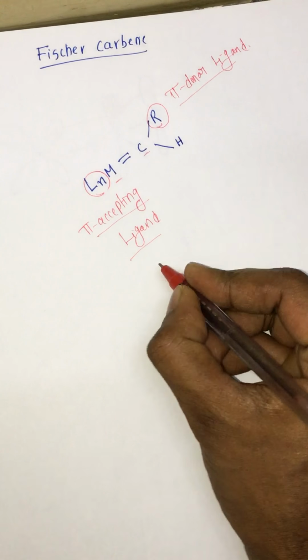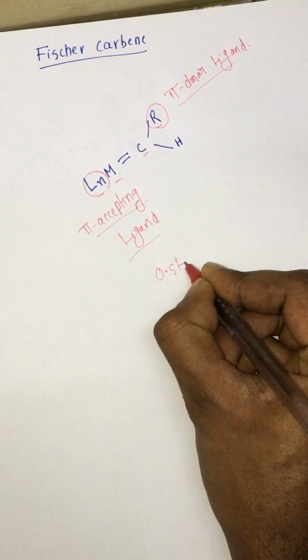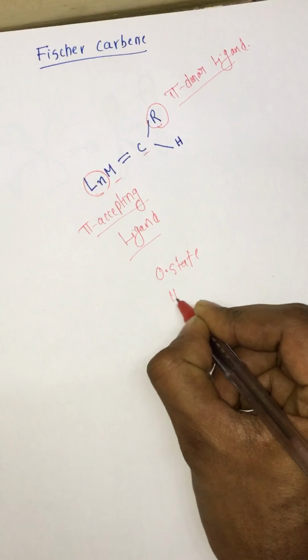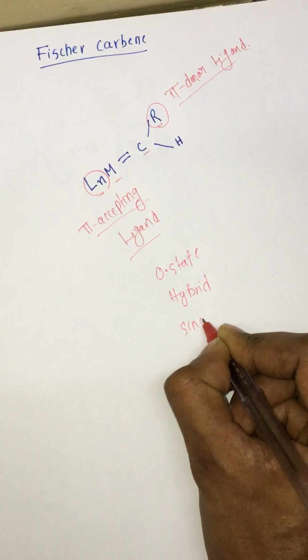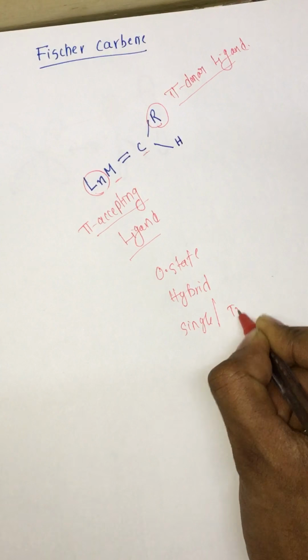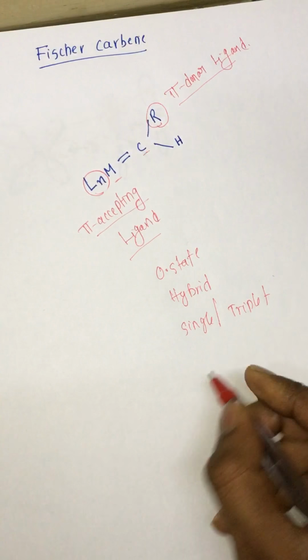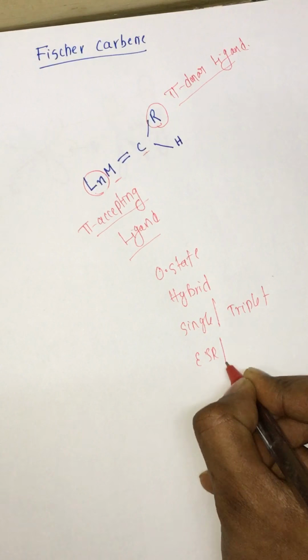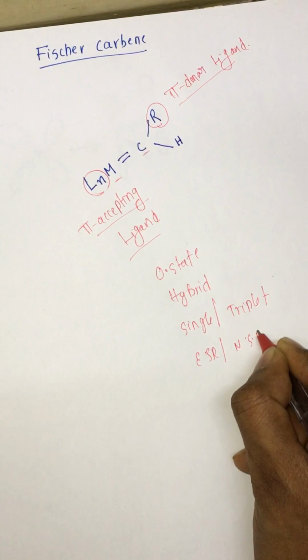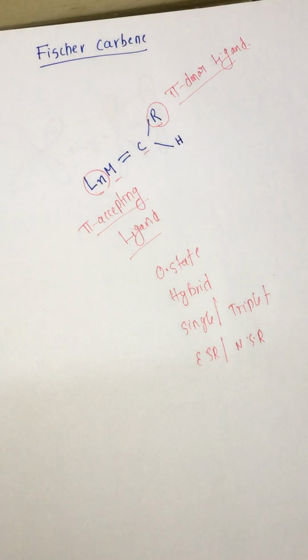So now there are important things. We have oxidation state and hybridization, that is singlet state or triplet state, and then which reaction it will involve, electrophilic substitution reaction or nucleophilic substitution reaction. These are very important from an examination point of view. So first we go for the oxidation state.